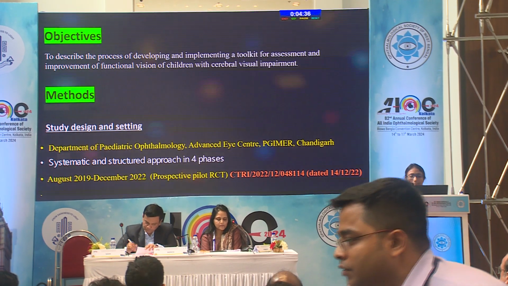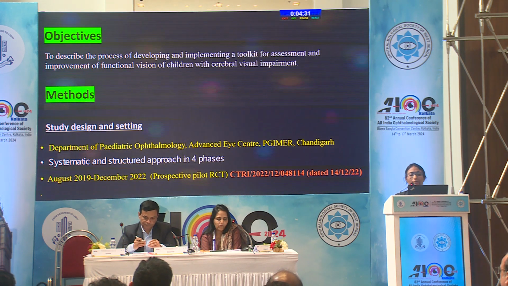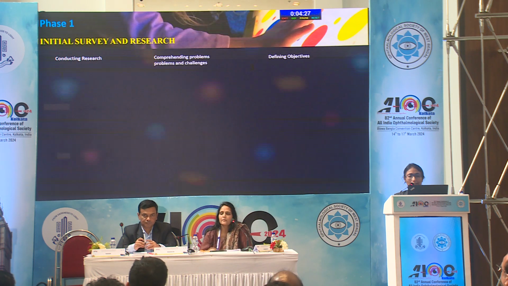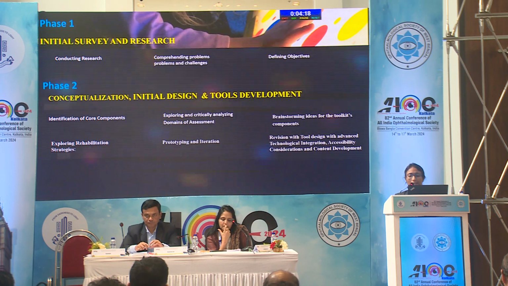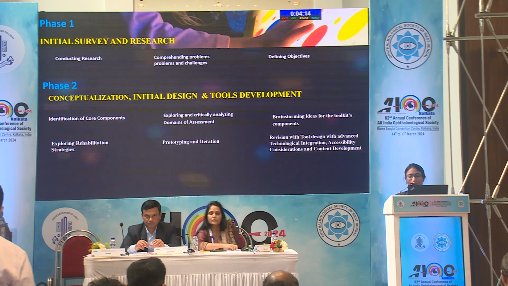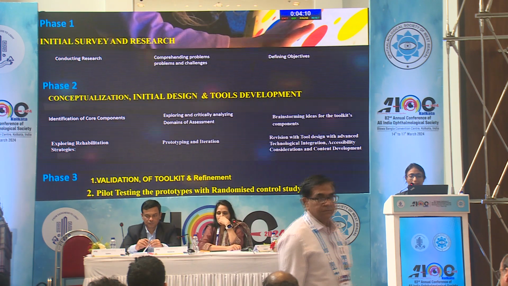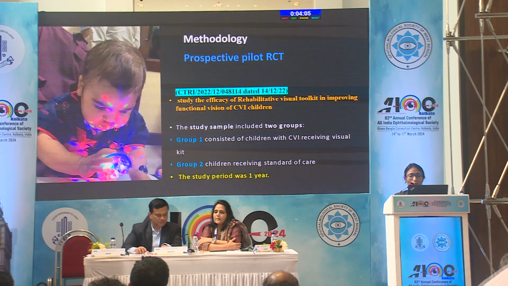The methodology consisted of a systematic and structured approach in 4 phases, including a prospective pilot RCT after CTRI registration. The initial survey consisted of conducting research, comprehending problems, and defining objectives. Phase 2 consisted of identification of the core components, exploring the domains of assessment, brainstorming ideas for the toolkit and the rehabilitation strategies, prototyping, and revision of the tool design. Phase 3 consisted of validation of the toolkit and pilot testing in a randomized controlled trial. Phase 4 consisted of user feedback and toolkit refinement.